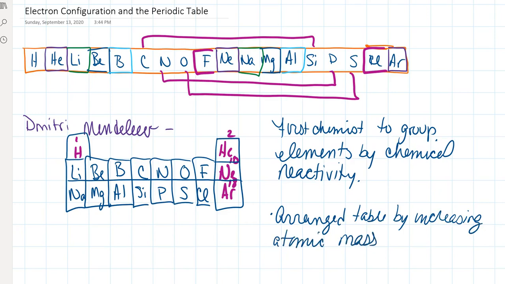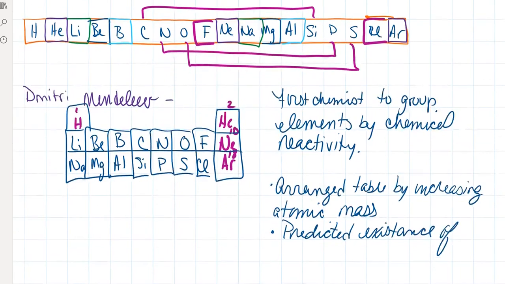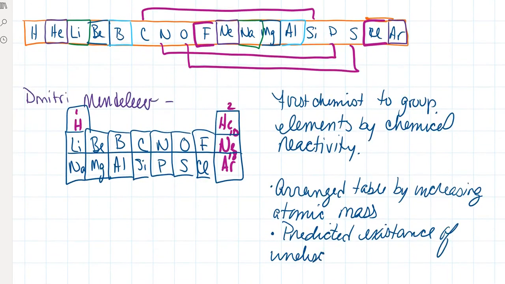And he even predicted the existence of undiscovered elements. Because when he filled in the rest of his periodic table with all of the elements that were known at the time, he left gaps. And so he said, well, I think there should be an element that behaves just like, say, germanium, but somewhere in between the other two elements of similar masses. And it turned out he was super correct. And this led to the development of what the periodic table currently looks like.